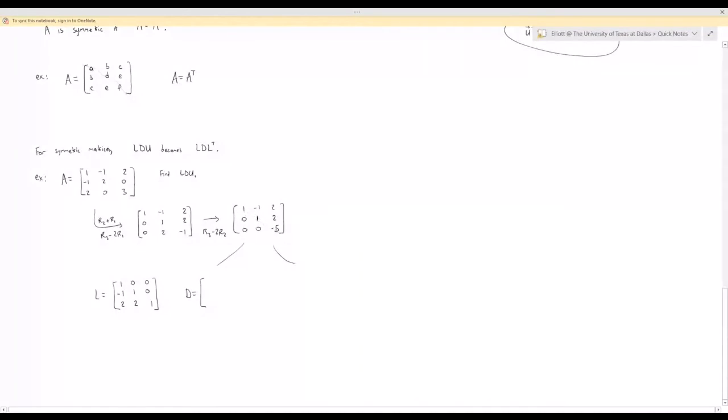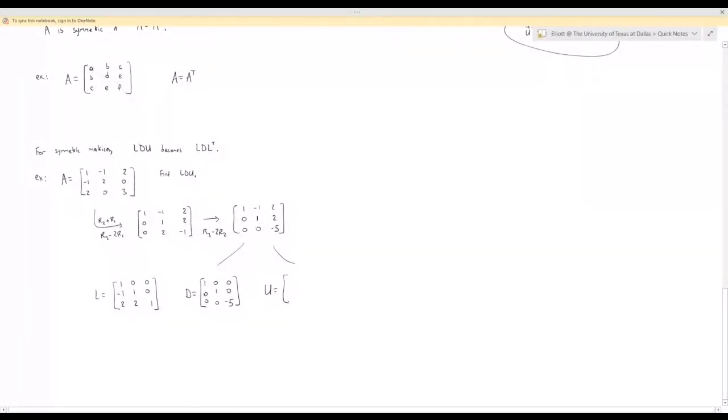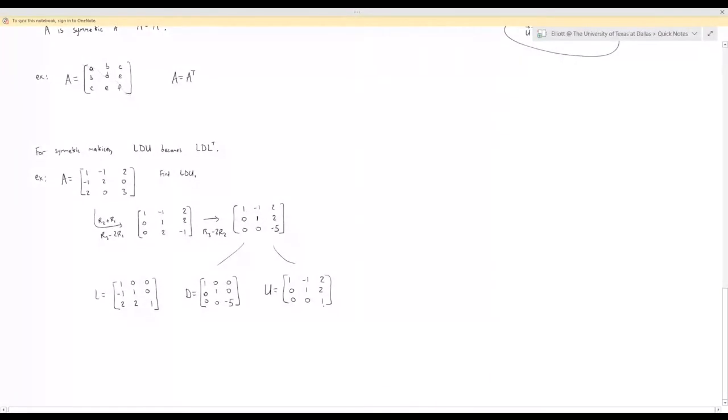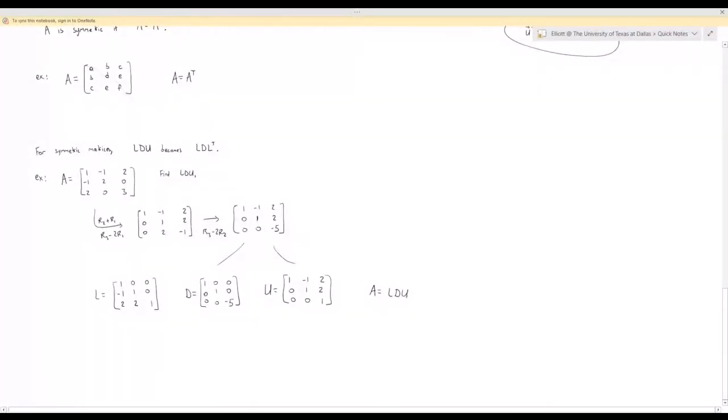Now to get the D and the U for LDU, we're going to take these three pivots, put them along the diagonal for D. And then for matrix U, remember we divide each row by the pivot. So we're going to divide row 1 by 1. We're going to divide row 2 by 1. And we're going to divide row 3 by -5. So then that's the LDU decomposition. So we'd have L D U equals A.